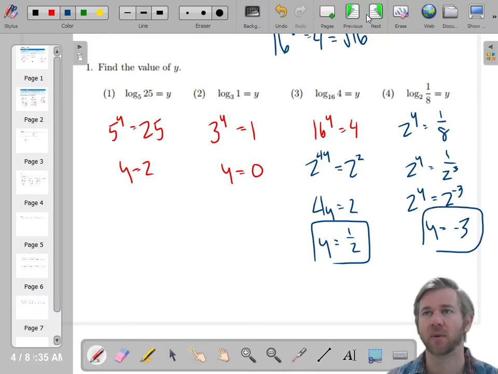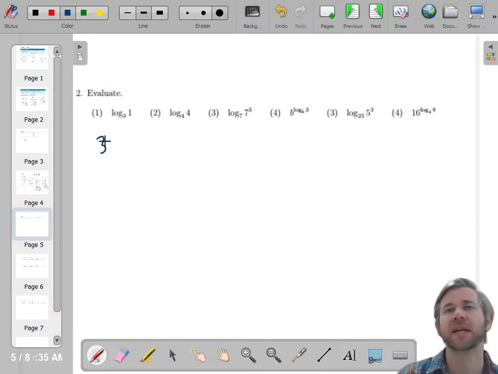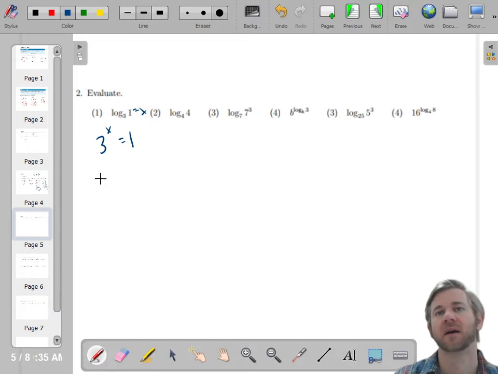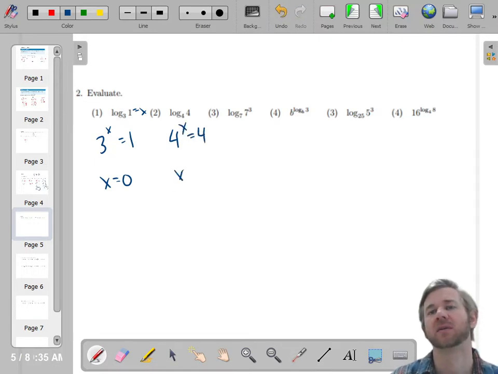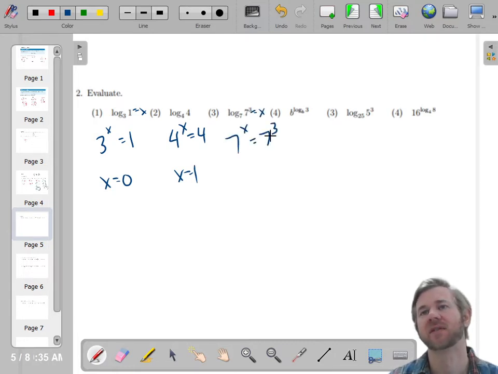Okay, let's keep going. 3 to the what is 1? I'm just saying this equals x. 0. 4 to the what equals 4? Oops, that should be an x. 4 to the what? I don't know. Equals 4. 1. Let's say this. This is weird. 7 to the x equals 7 to the third, so x equals 3.